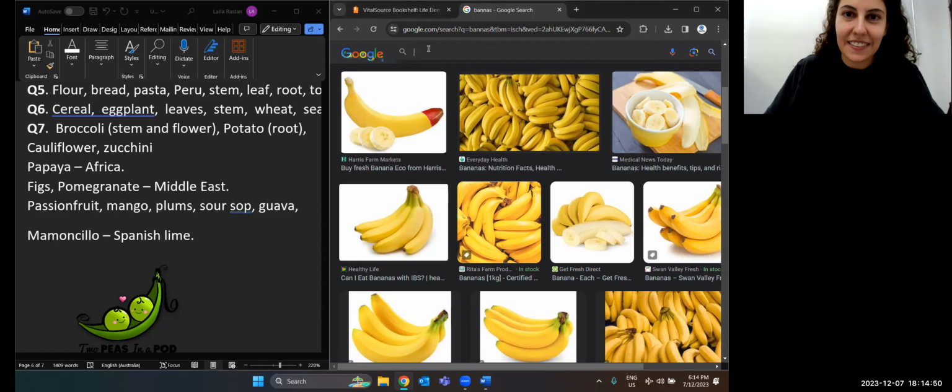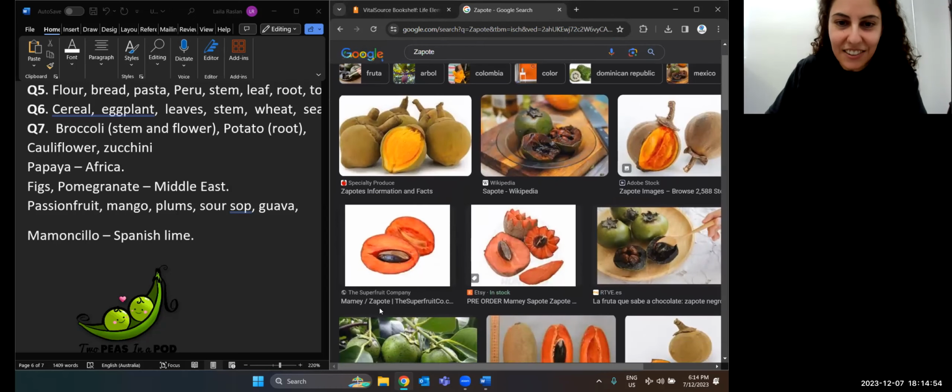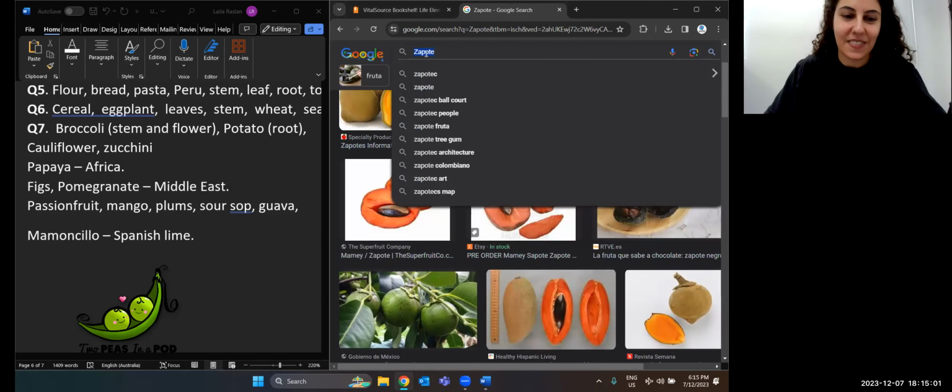Zapote. Yes, I know this one. Zapote, yeah. Very interesting taste. Zapote.